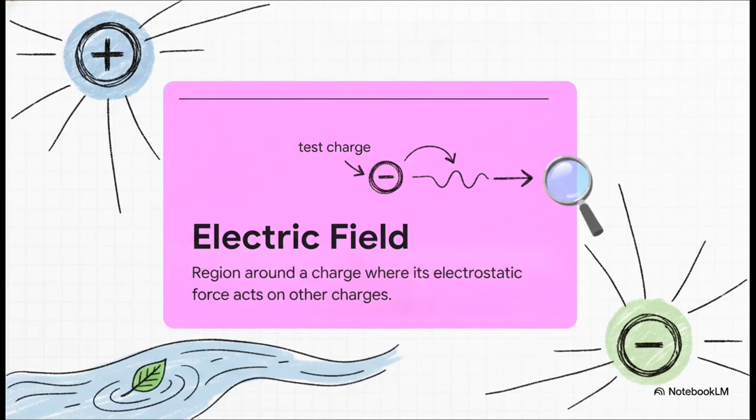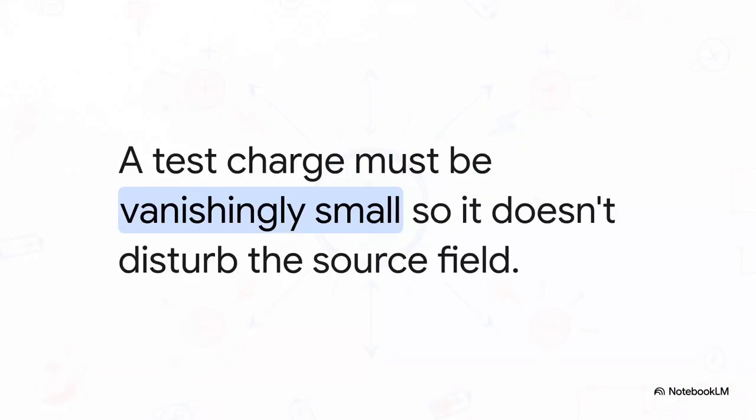Think of it as this invisible aura surrounding every charged particle. To measure this invisible field, we have to drop a tiny test charge into the space and just observe the force it experiences. It's exactly like throwing a single leaf into a river to see which way the current is flowing and how fast. Now, the absolutely crucial point here is that our test charge has to be practically 0.